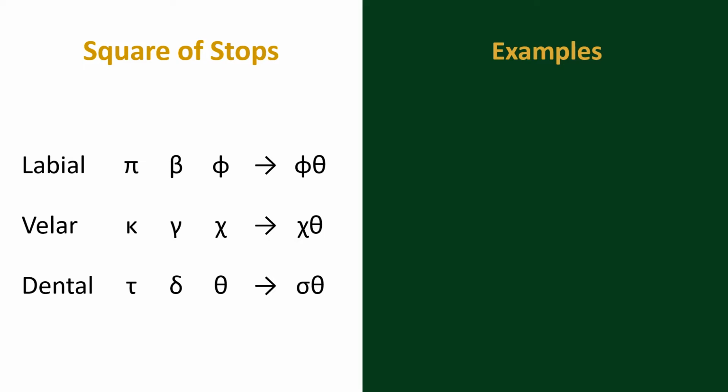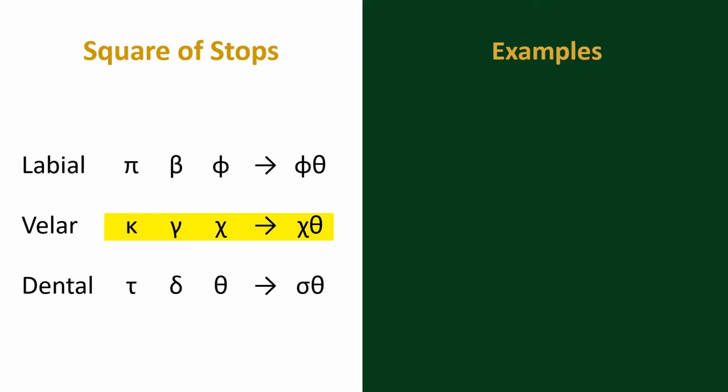When the tense formative θη is attached to a verb stem ending in a stop, the final stop may change ahead of the theta. The good news is that they change in predictable ways. When θη is attached to a stem ending in a labial, the labial changes to phi, yielding φθ. If θη is attached to a stem ending in a velar, the velar changes to chi, yielding χθ.